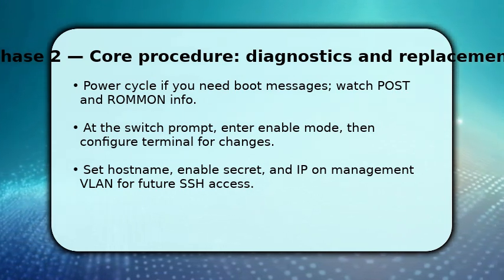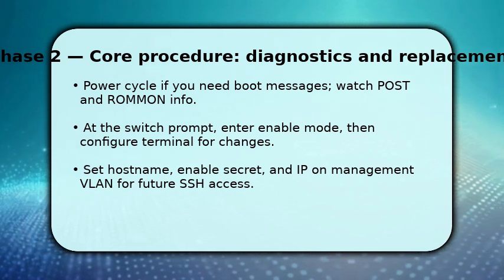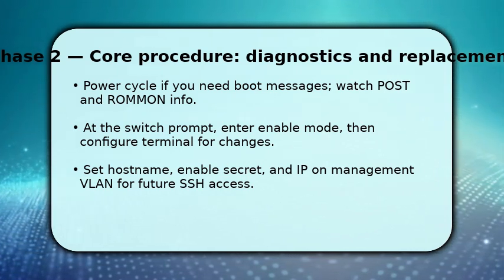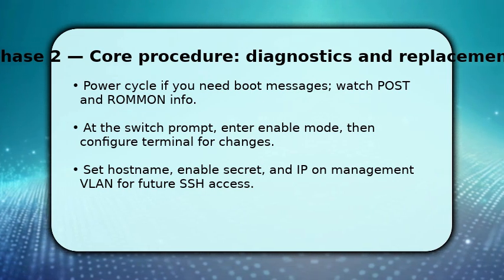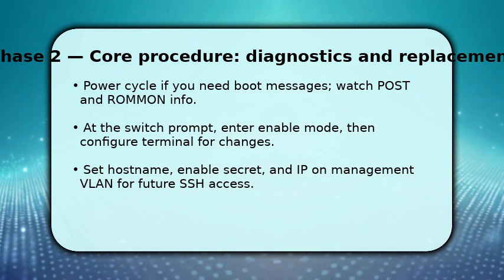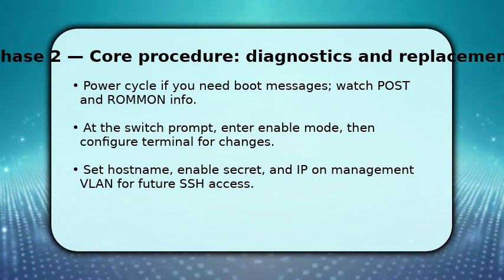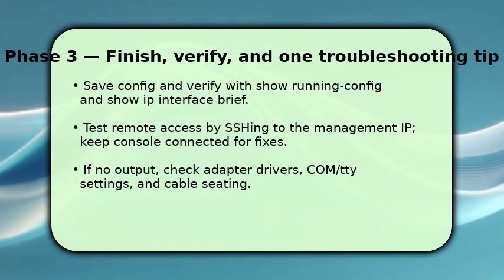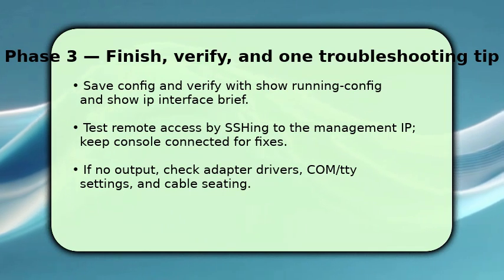Once you apply the interface VLAN and default gateway, save with write memory. Make sure to document credentials and IPs. This prevents lockout when you move to remote access. Finish by saving your configuration and verifying interfaces and routes so the switch boots with your settings intact.